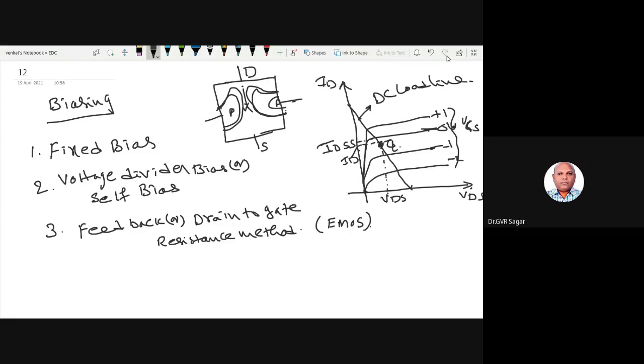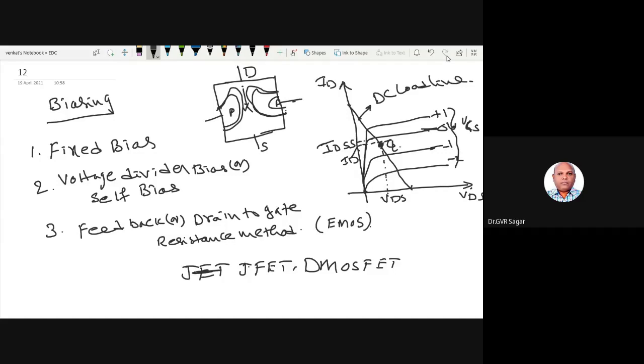We cannot apply this for the remaining biases, because in the remaining transistors the gate junction is reverse biased. In a JFET or a D-MOSFET, the gate junction is always reverse biased. But in the E-MOSFET, we are not making the gate junction reverse biased. The gate is forward biased, and we are applying a positive voltage to the gate. So that's why we can apply the drain to gate resistance method in the E-MOS.